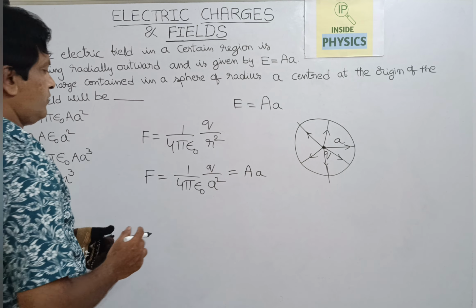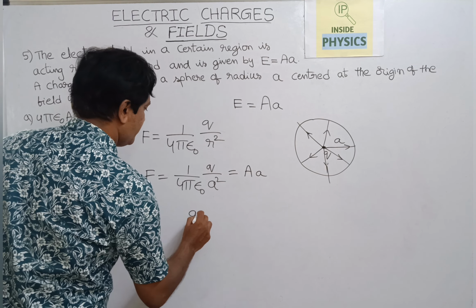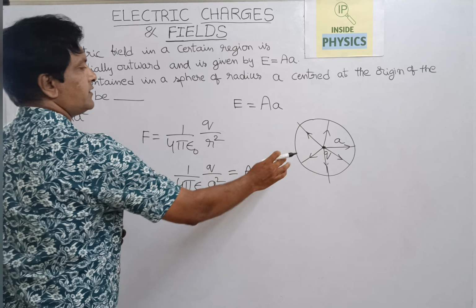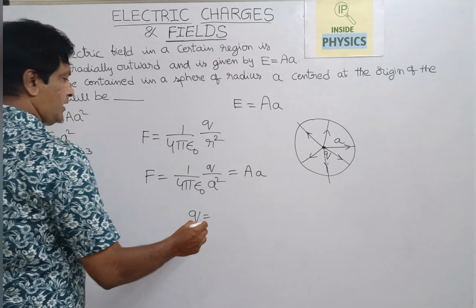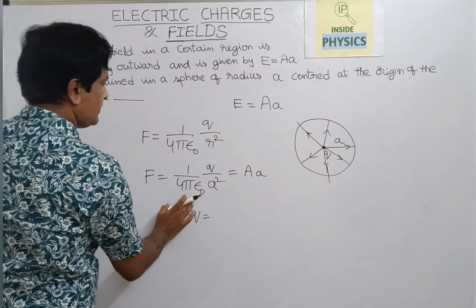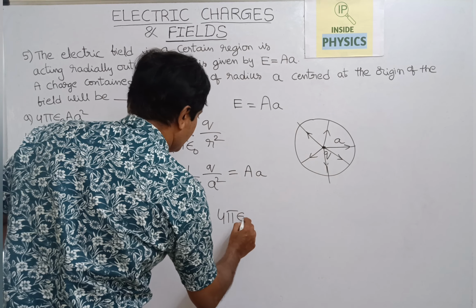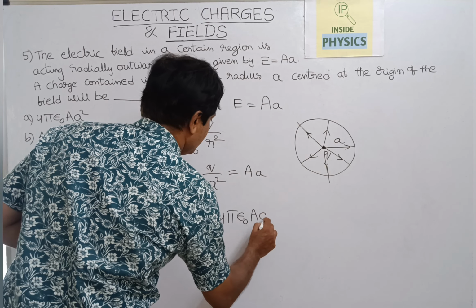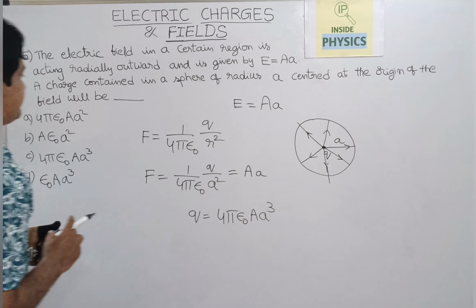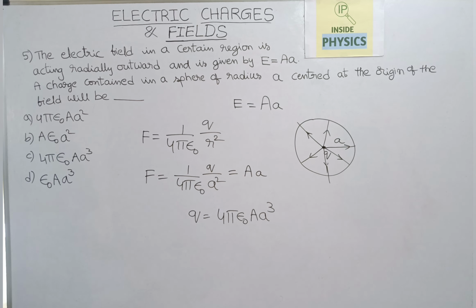Now what is the charge here, Q? We want the charge present at the center. So if you take these values to that side, the charge will be 4 pi epsilon naught A into a cube, which is option C.